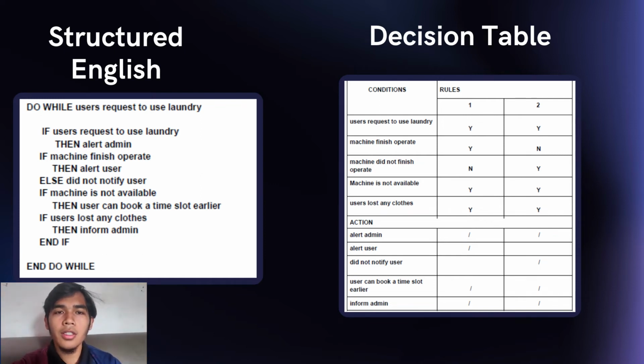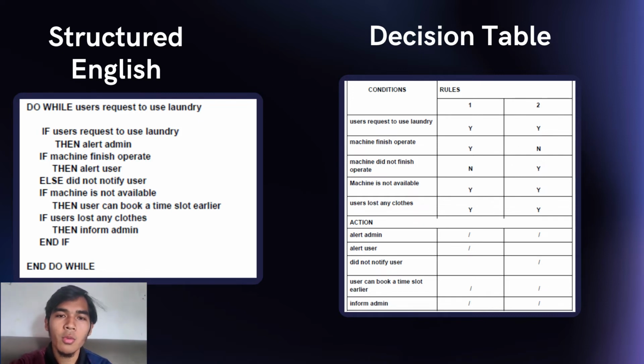Okay, secondly, we create the decision table. This decision table is based on the structured English we create before. So for the decision table, we have the condition, rules, action, and action entries. And for the condition, we have user request to use laundry, machine finish operate, machine did not finish operate, machine is not available, and user lost any clothes.